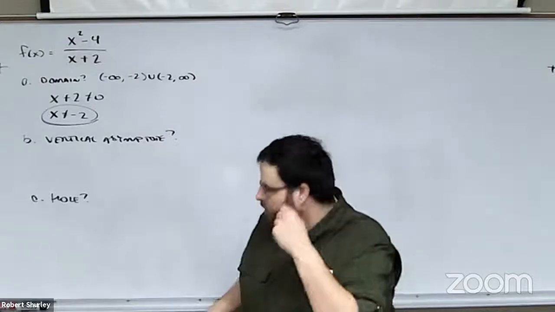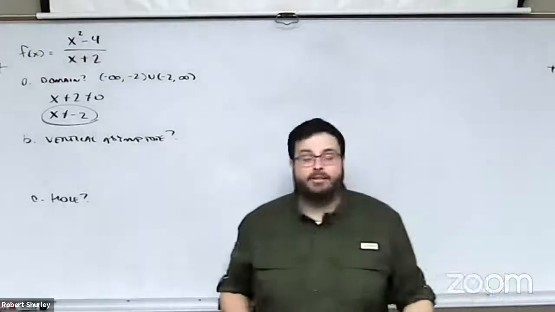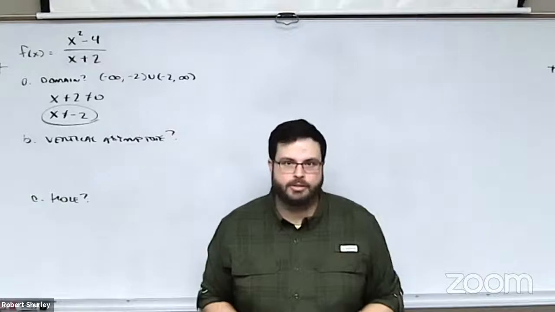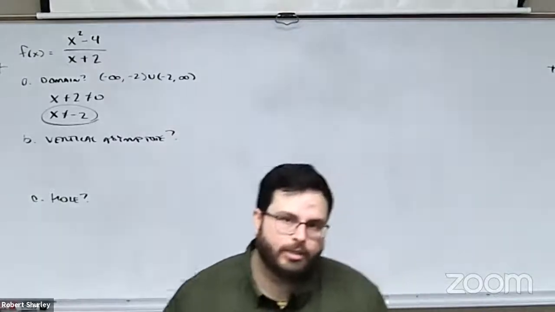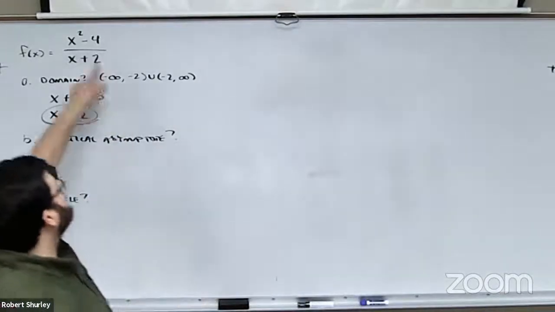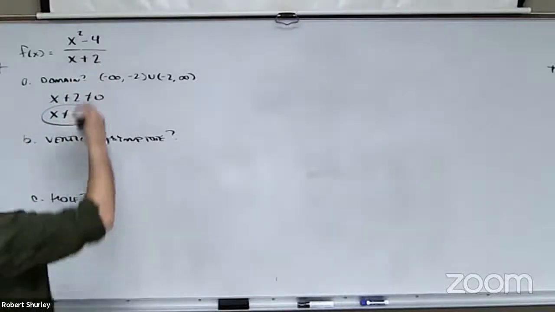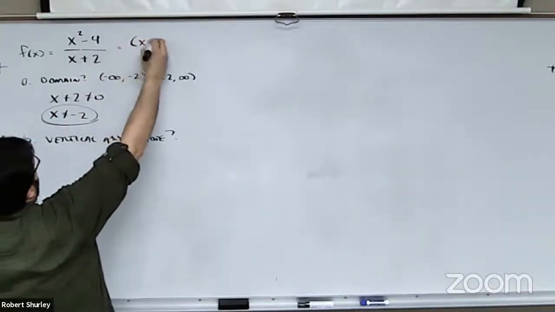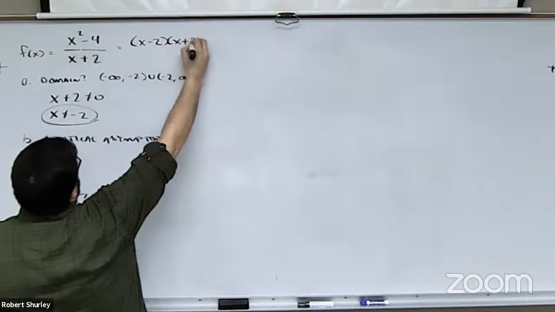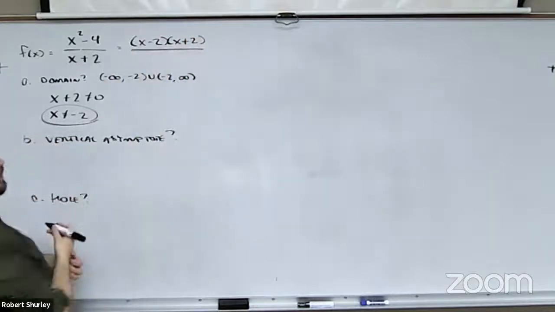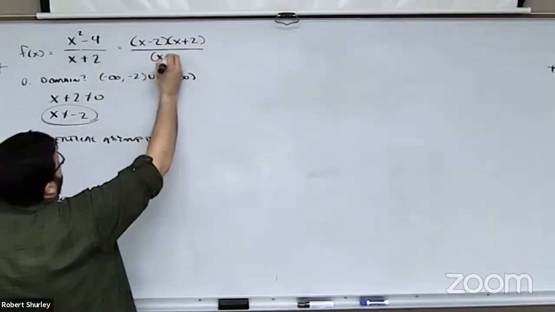Remember at the very beginning of this chapter, I said you have to know how to factor completely. Well, this is one of the reasons. We have to factor the numerator and denominator completely. So if we look at this numerator, x squared minus 4, it factors: x minus 2, x plus 2. It's a difference of squares. The denominator is x plus 2.